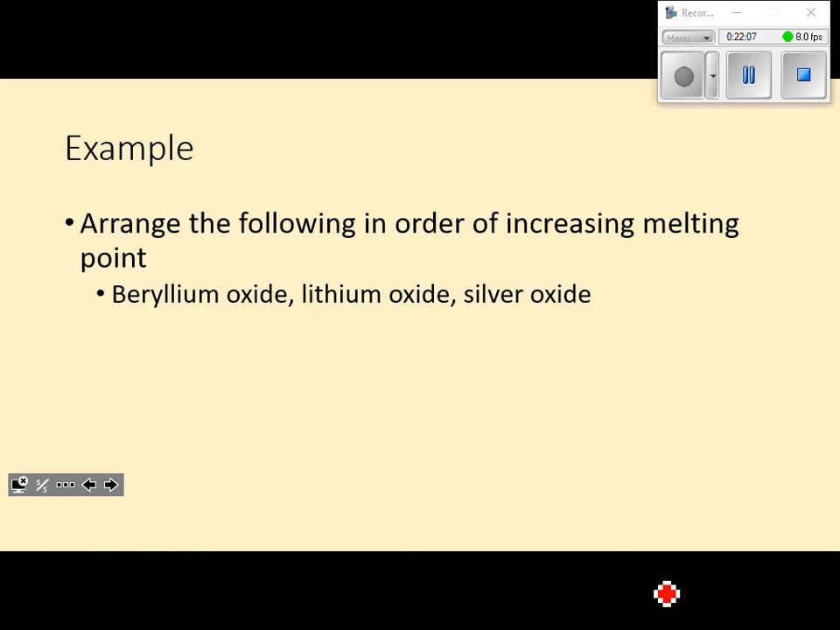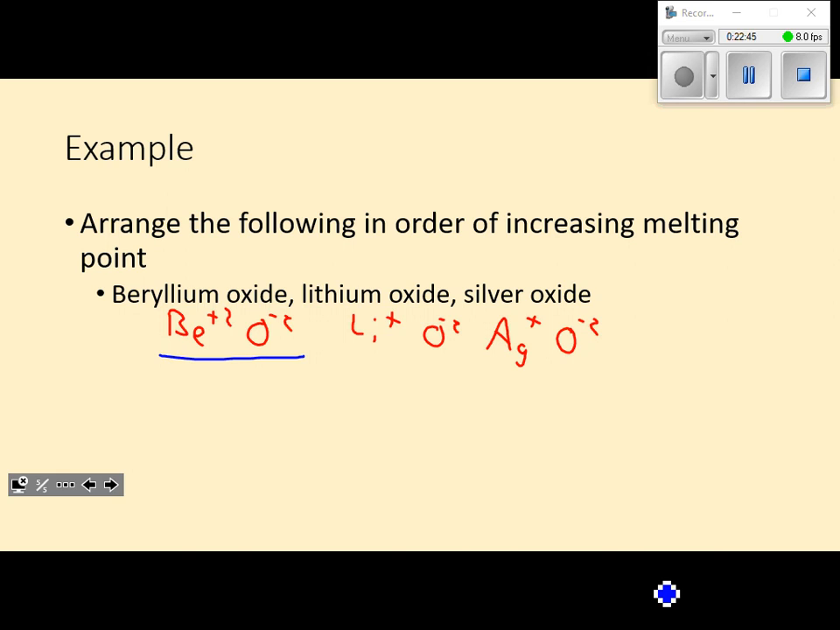What I would do with this is 2 parts. First, I would look at the size, and then I would also look at the charge. Well, oxygen I know is a -2 for all of these. Silver is a +1. Lithium's a +1. Beryllium's a +2. What I would first notice if I'm trying to arrange these in order of what would be the easiest to melt and the hardest to melt is I would notice that this right here has a greater amount of charge.